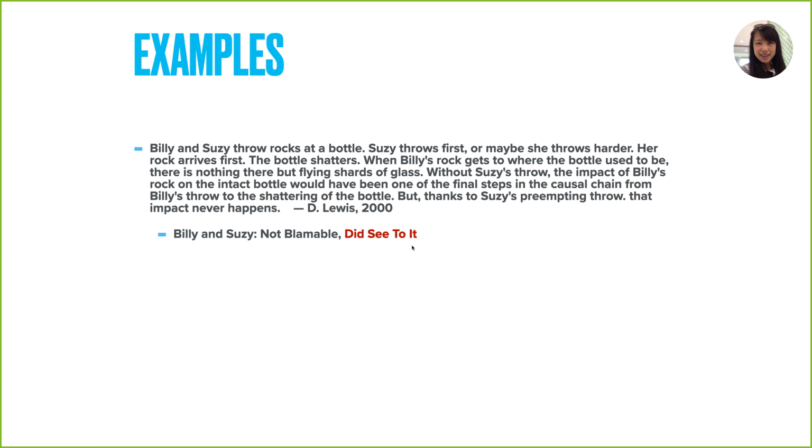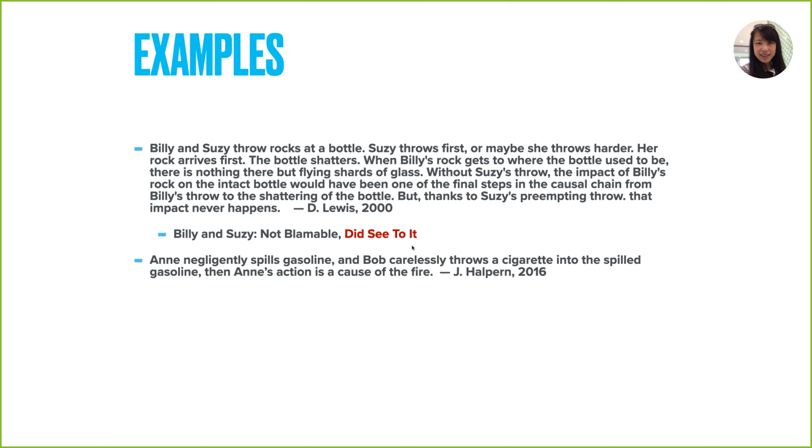However, each of them indeed sees to the fact that the bottle shatters. The second example still contains two players, Anne and Bob. It comes from Joe Halpern's 2016 book, Causality. In this example, Anne negligently spills gasoline, and Bob carelessly throws a cigarette into the spilled gasoline. Their actions cause a fire.